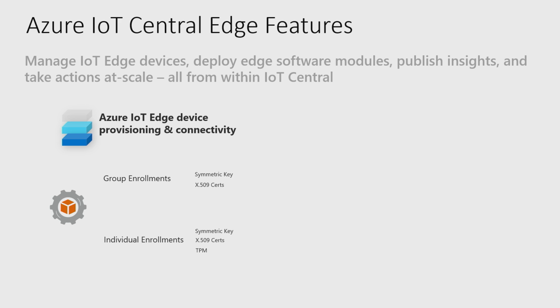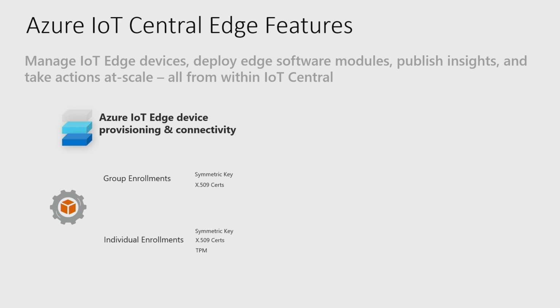And what we have done with enabling Edge with Central is we have also brought in individual enrollments, where you can take an individual enrollment and apply it to one device, and it could have TPM. So we support TPM right now. So overall, all three paradigms are supported. You can do symmetric key, you could do X509, or you could do TPM.